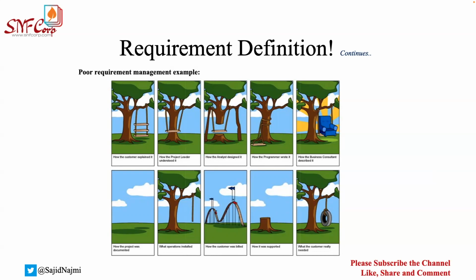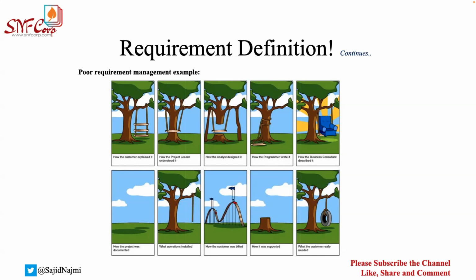Now, if you go to the next row, first image, this is how the project was documented. What does it mean? There's nothing in the documentation. The project was not properly documented. In traditional waterfall, it is very important to document everything. Next image, this is how the operational installation happened, what we have actually installed. Next, this is how you billed the customers, the billing invoices. When it comes to support, see what support you provided to the business. There's nothing out there.